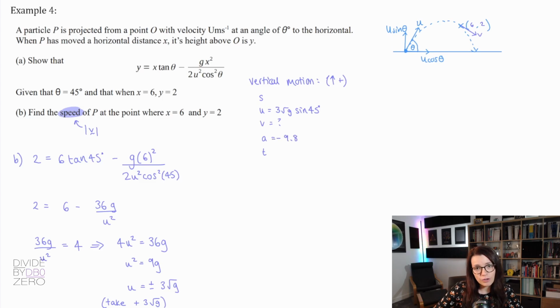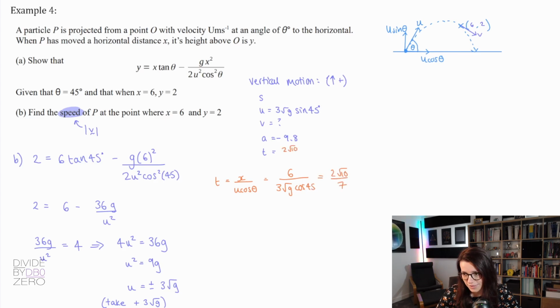Now it looks like we don't know s or t, but the good news is we can actually work out what t is from using an equation we found in part A for t. In part A, we had that t was equal to x over u cos theta. So if we sub our values into here, we get 6 over 3 root g cos 45, which works out to be 2 root 10 over 7. And that we can then use in our SUVAT.